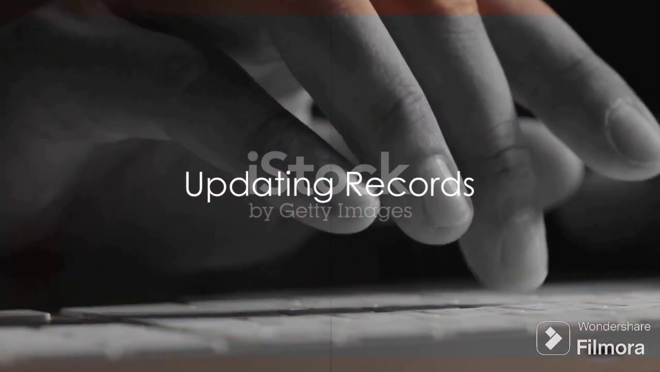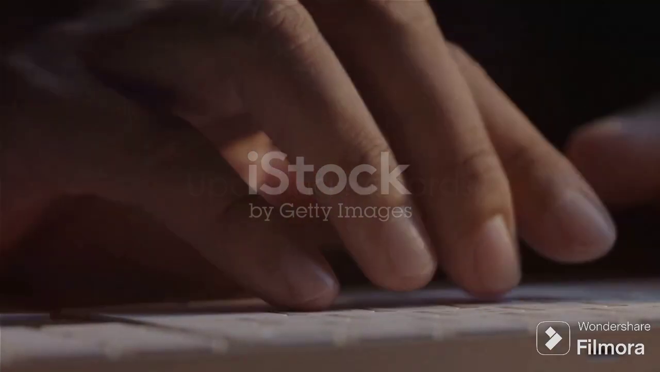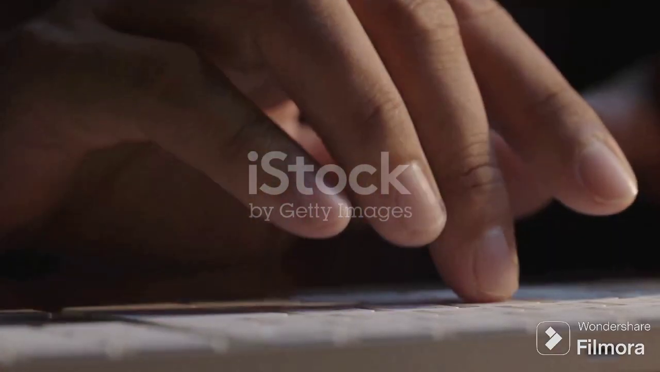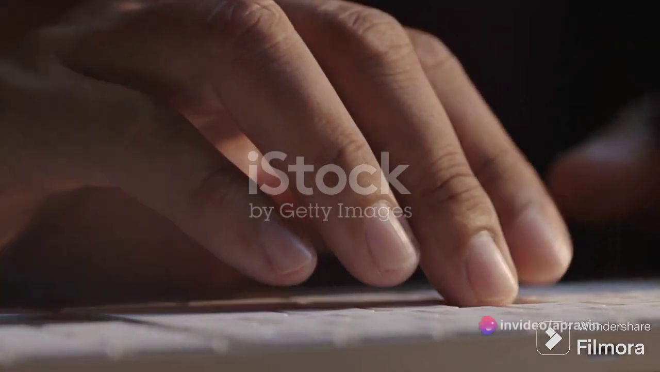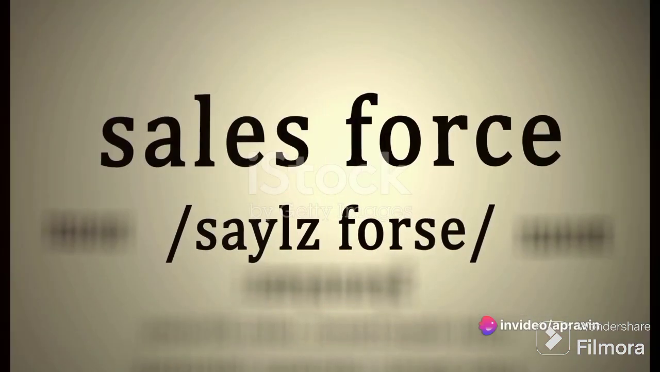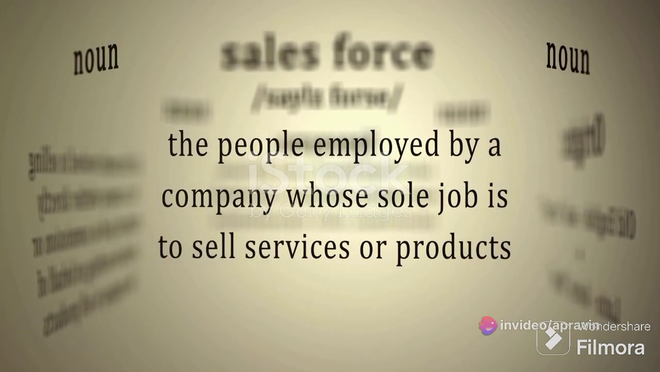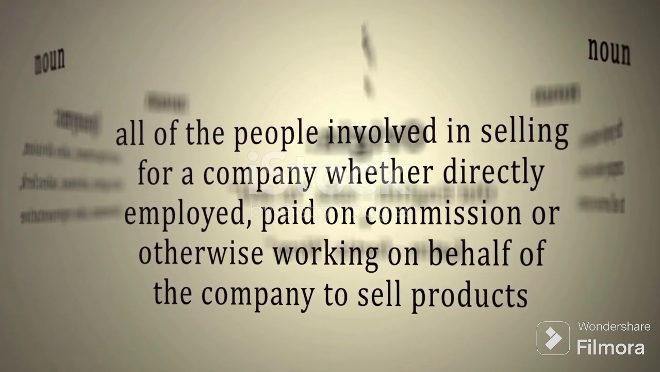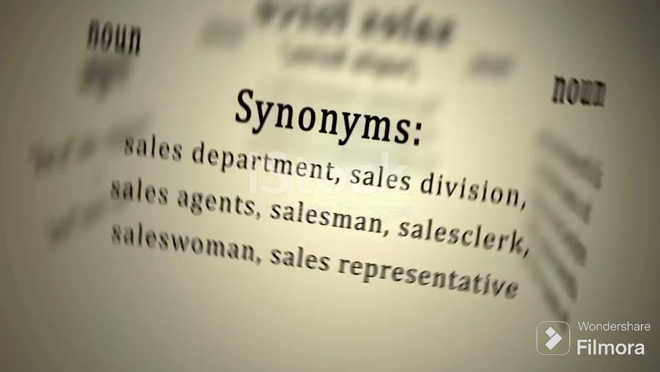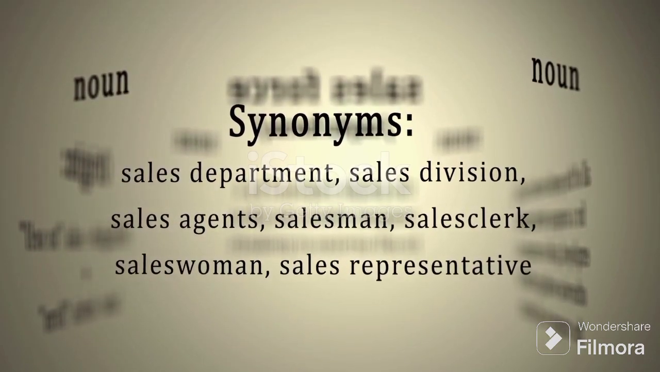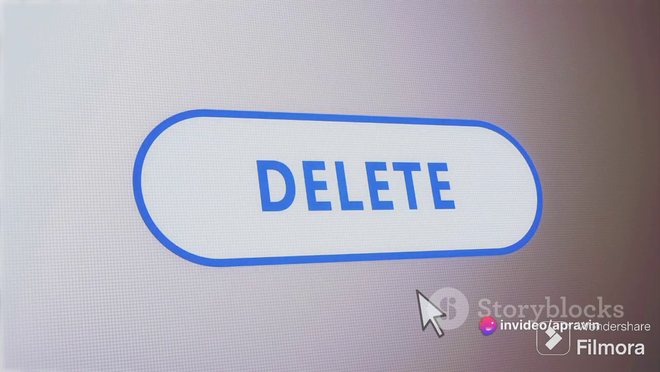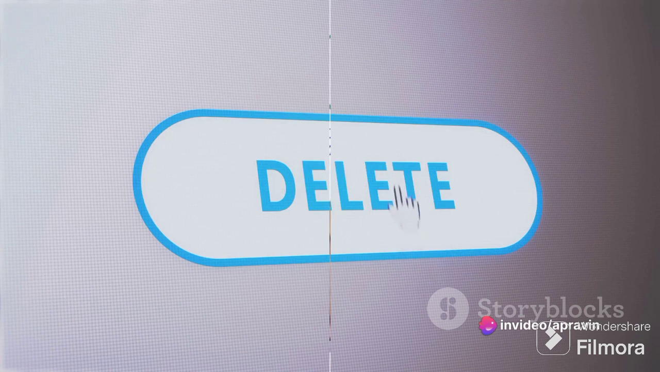Next up, updating records. Locate and open the record you wish to update. Modify the necessary fields and hit Save. Your record is now updated. Deleting records is straightforward too. Open the record you wish to delete, click the Delete button, and confirm the deletion. But remember to be cautious when deleting records, as it could have cascading effects on related data.